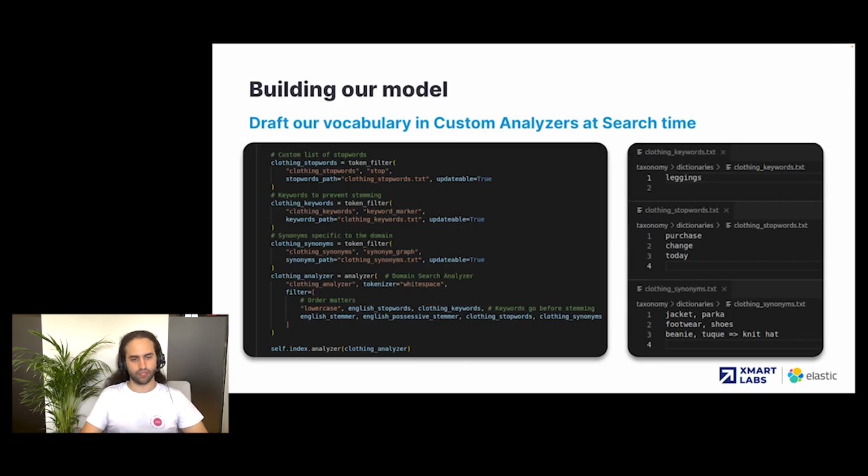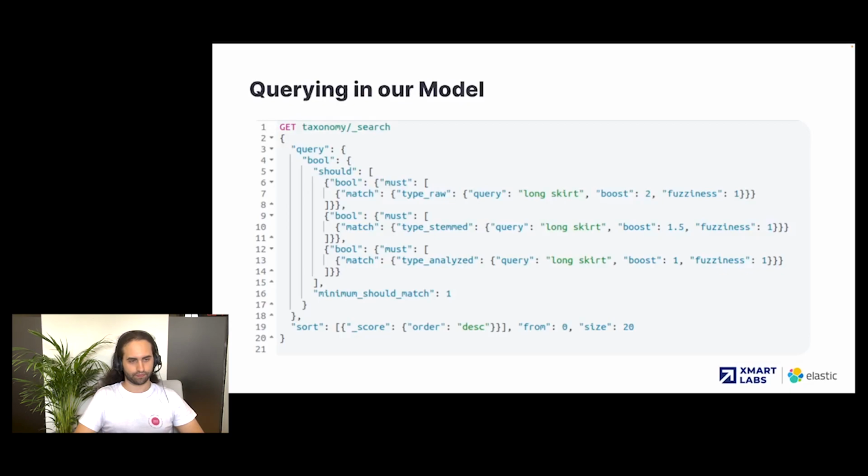And lastly, but not least, we have a synonyms filter that allows us to establish relationships between words for equivalences or for a preferred canonical. So we can say that jacket and parka are related, shoes and footwear, and we can also add knit hat as a canonical for beanie or toque, another synonym. This analyzer, as I mentioned previously, runs in search time, so it doesn't affect stored values in the database, which is great, since we can update our clothing vocabulary without having to reindex data.